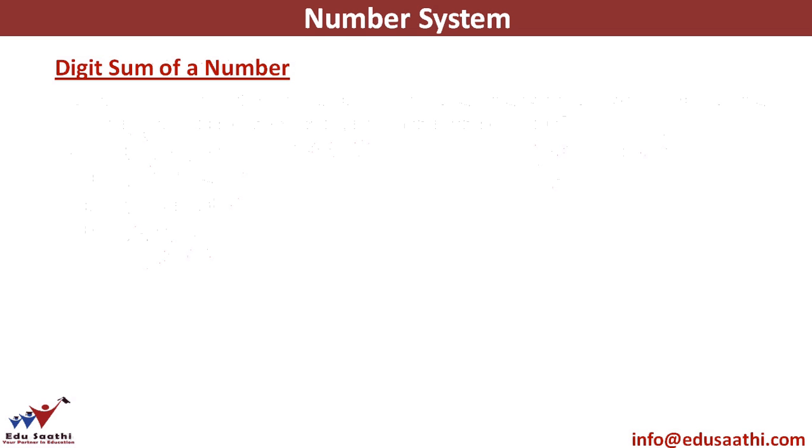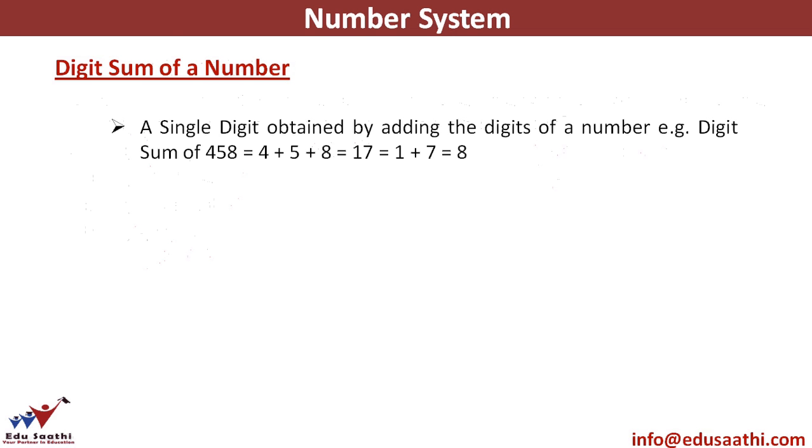Let's look at the digit sum of a number. Digit sum represents a single digit obtained by adding the digits of a number. So if I give you a number which is 458, what I'll do is add up all the digits: 4 plus 5 plus 8. I get 17. This is not a single digit number, it is still a 2-digit number. So I'll keep on adding the digits of the number till I get a single digit. The single digit obtained in this case comes out to be 8.